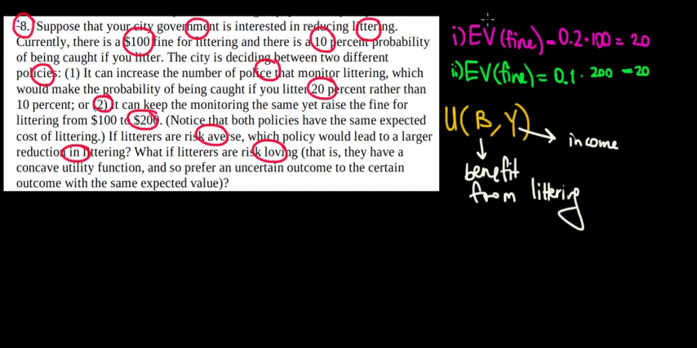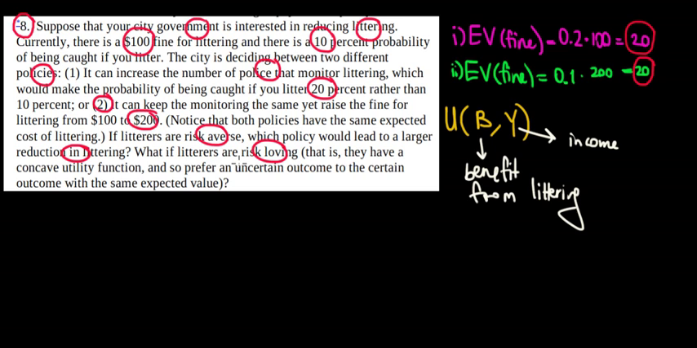So first of all, the highlight of the question. The expected value of the fine under both cases is $20. In the first case, we have 20% probability of paying $100 for being caught littering. In the second case, we have 10% probability to pay $200. Either way, in expectation, we might pay $20. Now, the utility depends on a certain benefit from littering, like it's very convenient to just throw on the floor right away, and the income that we have.